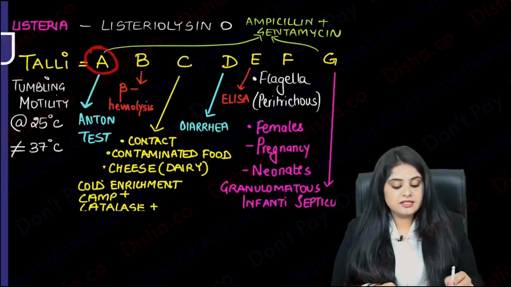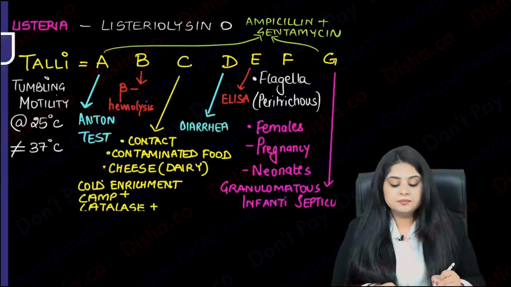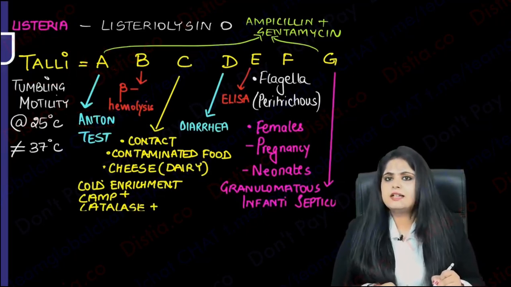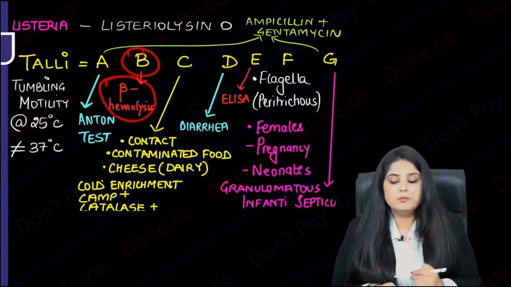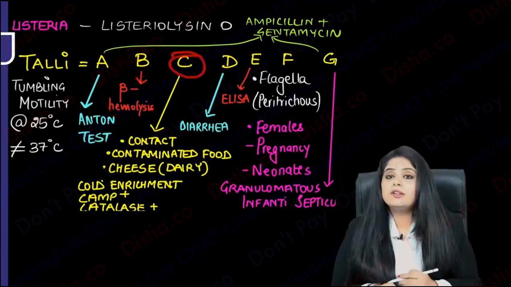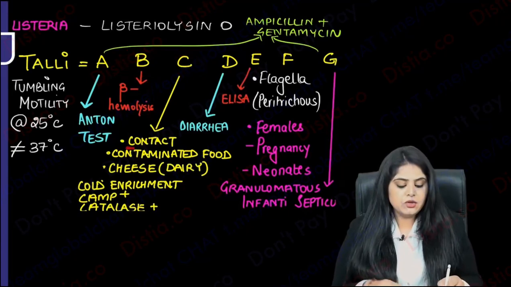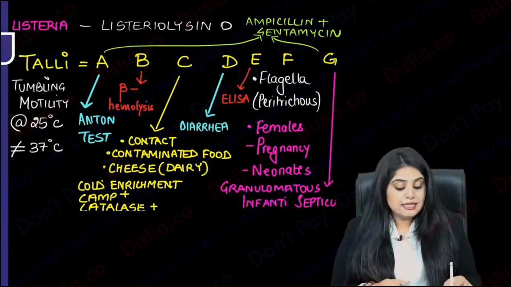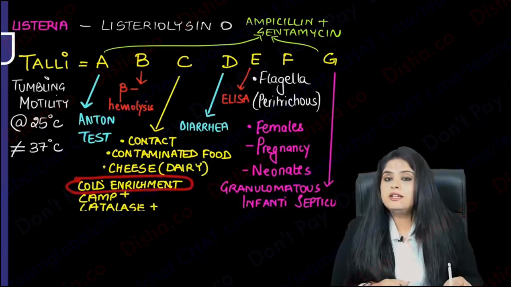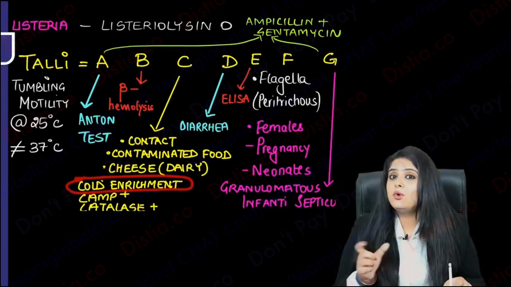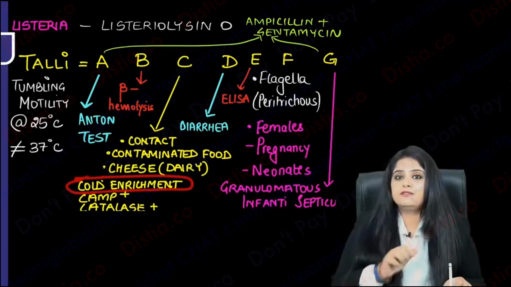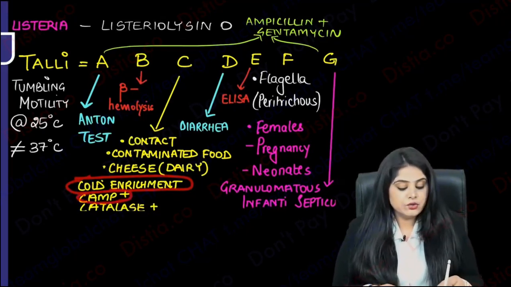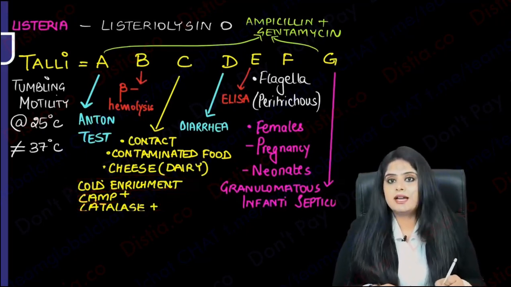What is A? This tends to show you an Anton test. What is an Anton test? I'll tell you in a while. B, it shows you beta hemolysis. C, how does this happen? Everything possible. Either you come in contact with some animal, or you have contaminated food, or you have cheese. This is very commonly seen with soft cheese. Also, this tends to grow at 4 degrees. It shows you cold enrichment. So cold food, refrigerated food is the history given. This shows you 2 C tests, that is CAMP and catalase positive.